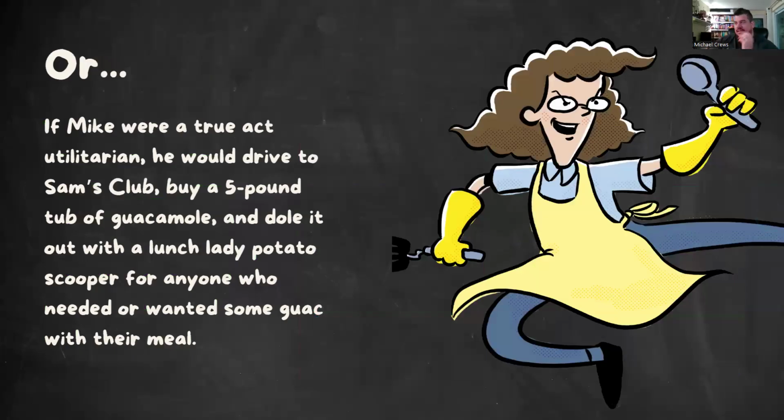It's kind of funny as an example, but I don't see it as out of the realm per se. If I were a true act utilitarian, I could drive to Sam's Club, buy a 5-pound tub of guacamole and dole it out with a lunch lady potato scooper for anyone who wanted some. A colleague of mine challenged this before because they thought I was poo-pooing act utilitarianism. And I was like, no, but that's not realistic.